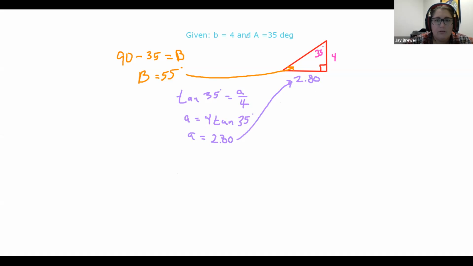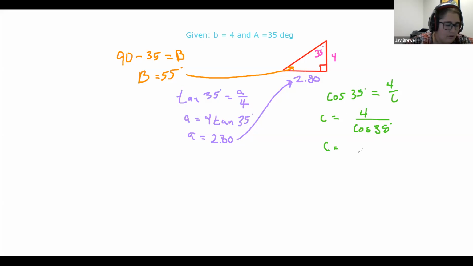Okay, so to find the last one, we're going to use cosine 35 degrees equals 4 over little c. So then little c is equal to 4 divided by cosine of 35 degrees. So then c is equal to 4.88.